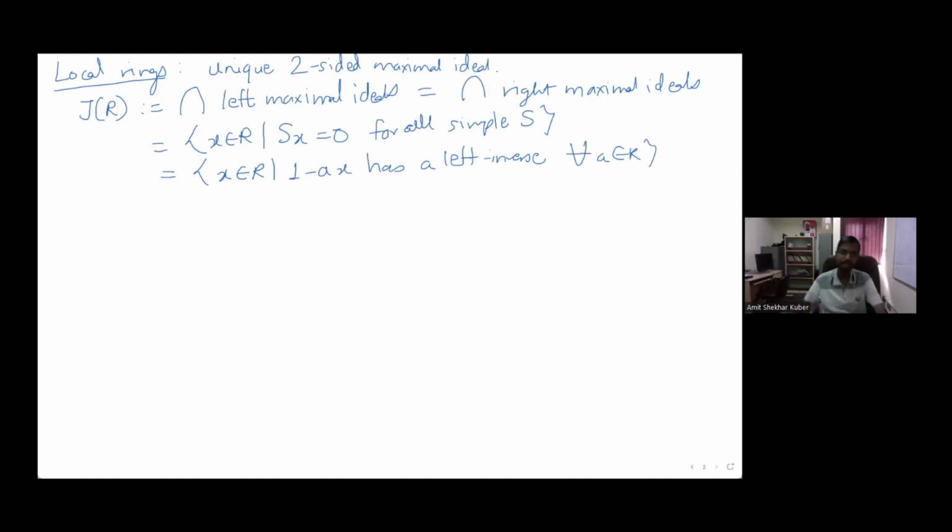Let me switch on the fan. Okay, so this is the Jacobson radical, and the result that is very important here is the Nakayama lemma. It says that for any module, if MJ is equal to M, then M is zero, which means the Jacobson radical always shrinks the module.